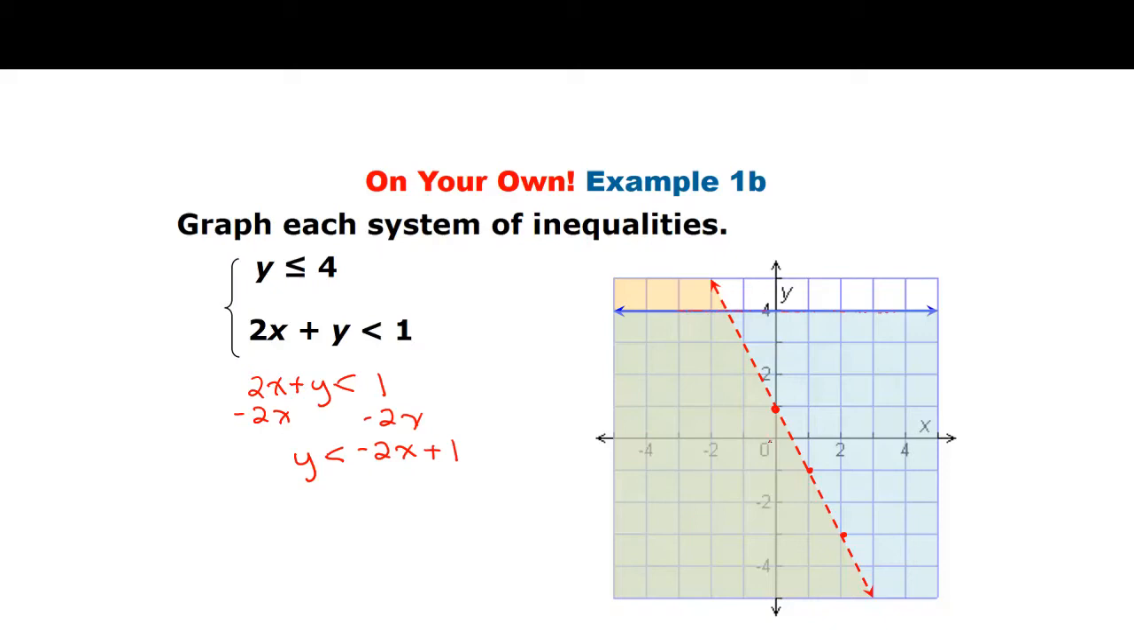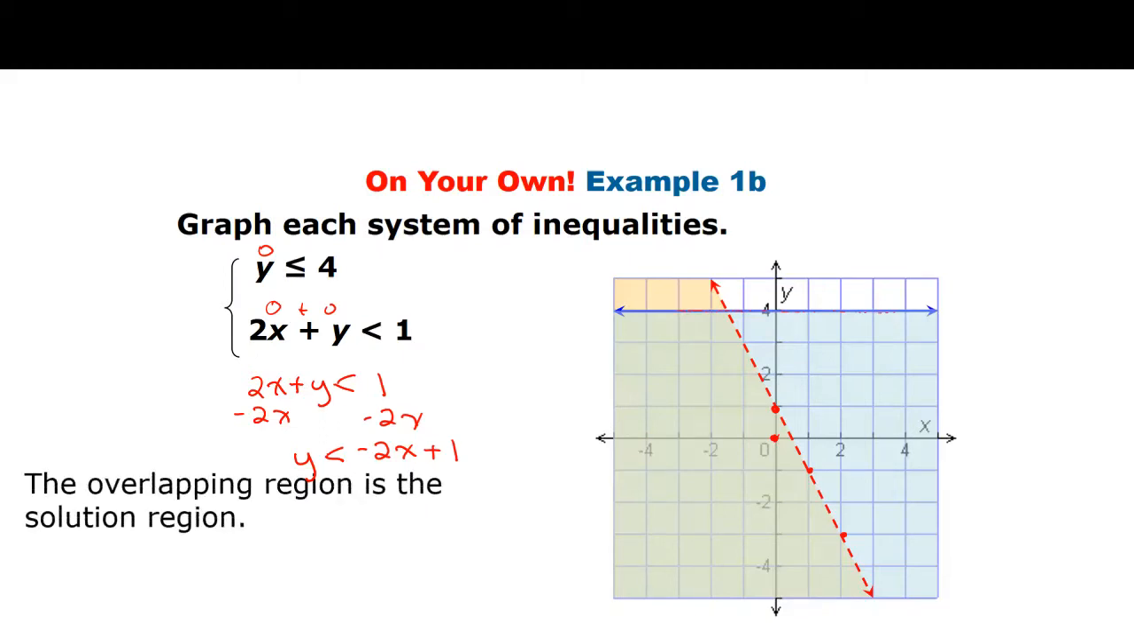So let's just choose this 0, 0 again. I always like choosing that one; it's easiest. So 0 is indeed less than or equal to 4. And over here, 0 plus 0 is 0, and that is also less than 1. So we know that the solution in the shaded area, the overlapping region, is the solution region. And the test point, which we just did, satisfies both inequalities, so the solution region is correct.